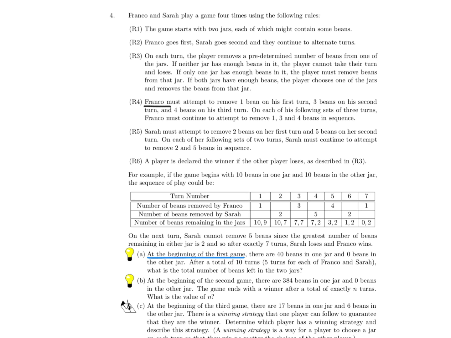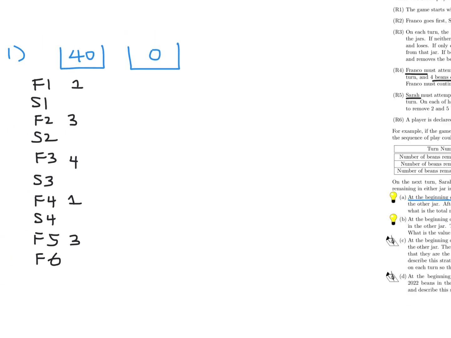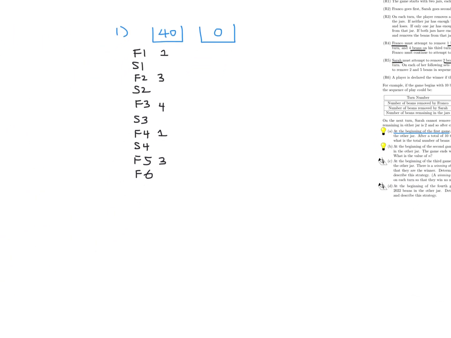Frank removes 1, and then 3, and then 4. So that's the pattern. And Sarah, her pattern is 2, and then 5. So we go back and we put that pattern in here. So Sarah was 2 and then 5. So she removes 2, and then she removes 5. And then she removes 2, and then she removes 5. And then she removes 2, and so on. Got it? Okay, so now they're always removing it from this jar because this jar has nothing.